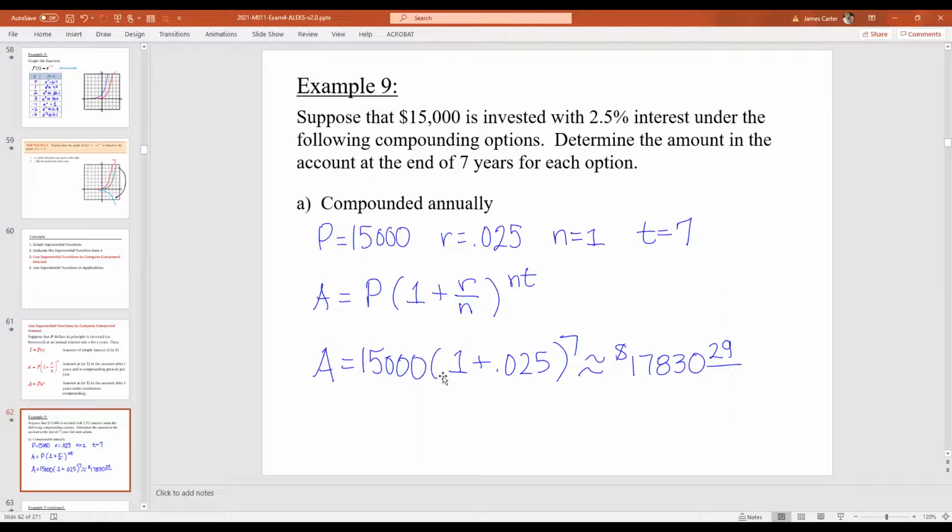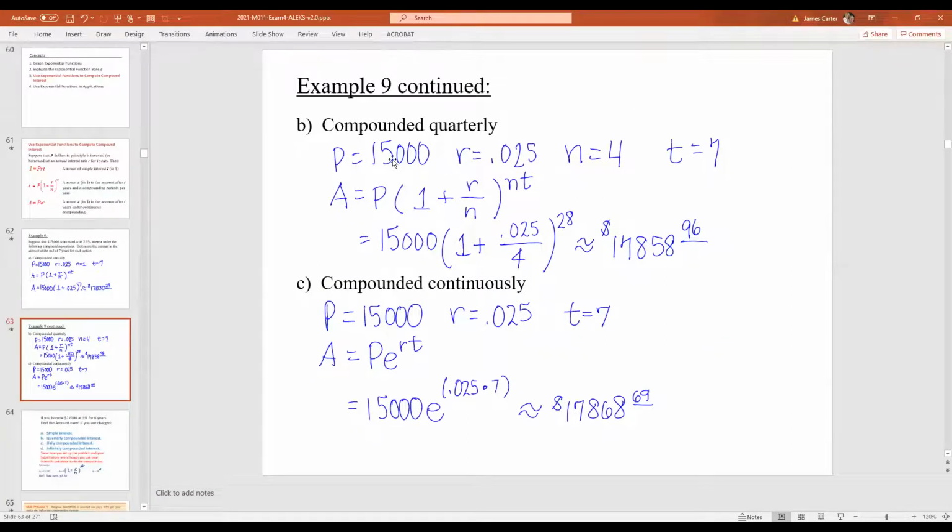You'd hit 15,000 parentheses 1 plus 0.025 parentheses, the power key, 7, equals, and it would give you that value. Okay, for compounded quarterly, that means we're going to compound it 4 times a year. So the 15,000, the 1 plus 0.025 over 4, and 4 times 7 is 28.